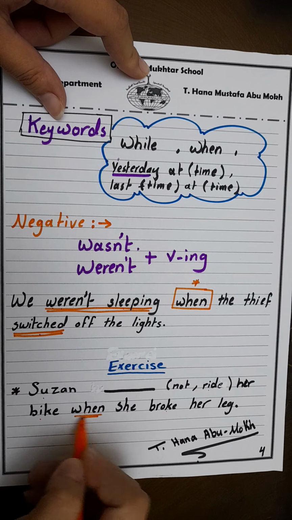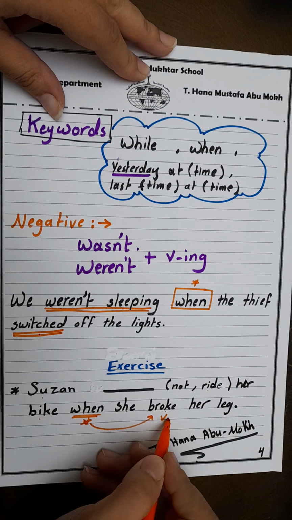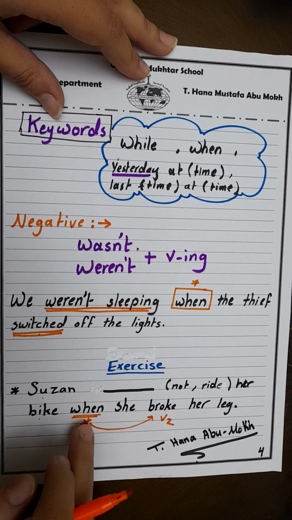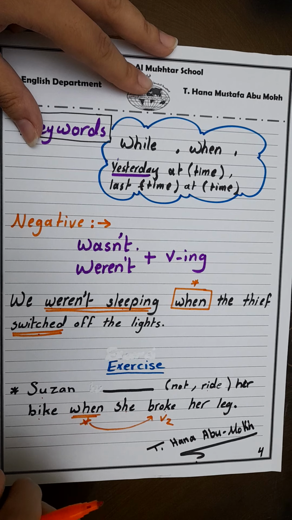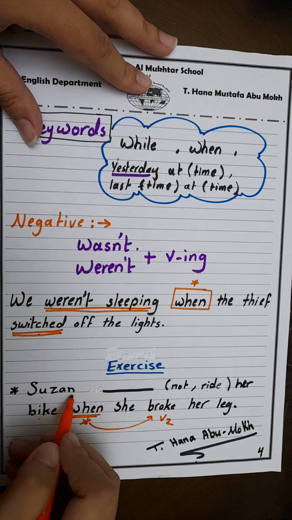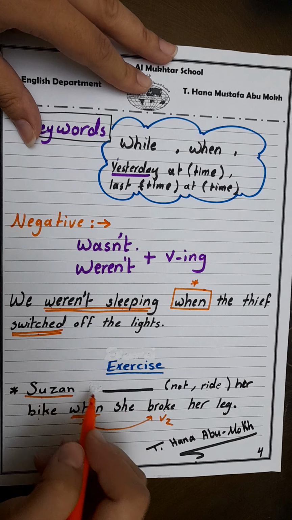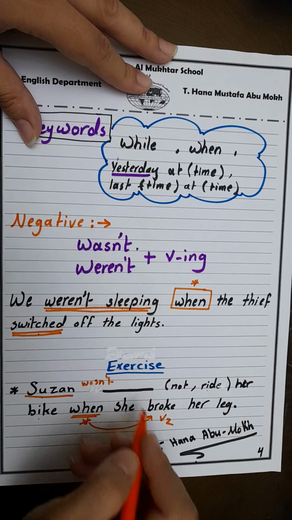I have when, a keyword. After it we have verb to. So with when, the verb to is present. So the rule is past continuous. Okay. And here what do I use? I use wasn't or weren't. I have Susan, singular, so wasn't riding.